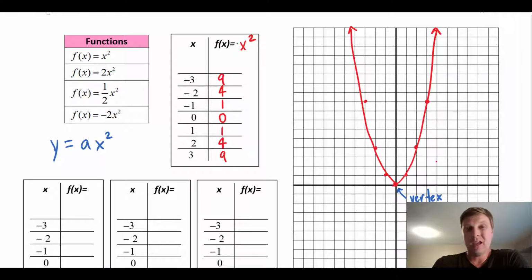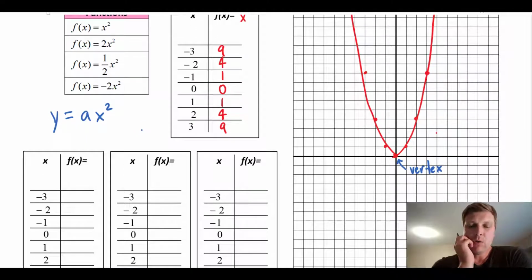So in this first example, it was like a was 1, but what if it was 2? What if it was 1/2? What if it was negative 2? What would result? What would our picture look like here? But just before we do that, I want to point out one more thing.